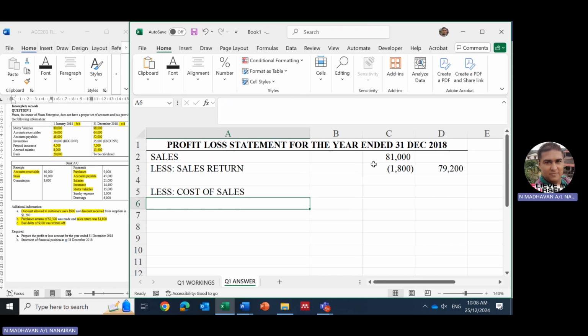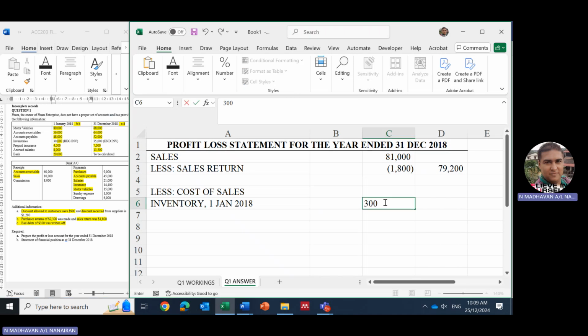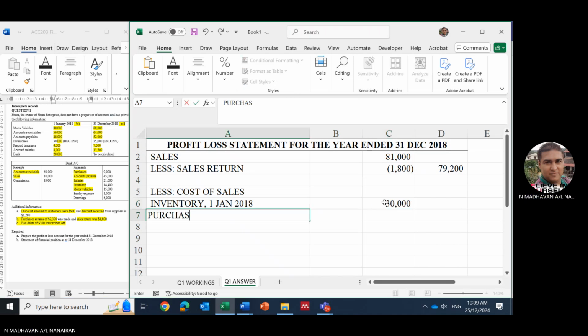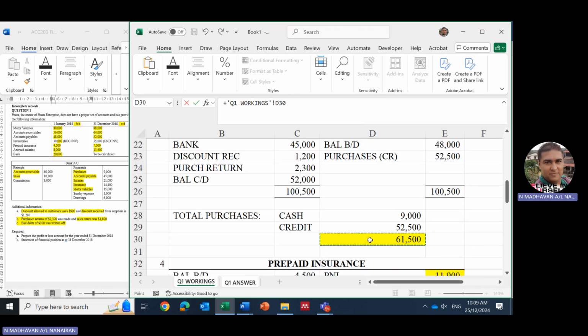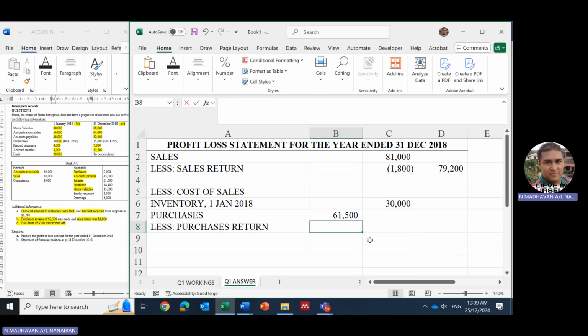Next, less cost of sales or cost of goods sold. You learned it as cost of sales, good. So inventory as at 1st Jan 2018, how much? 30,000. So done. Next, you have purchases. How much? 61. Okay, less purchases return. How much? 2,300 in the question. Correct now, people?